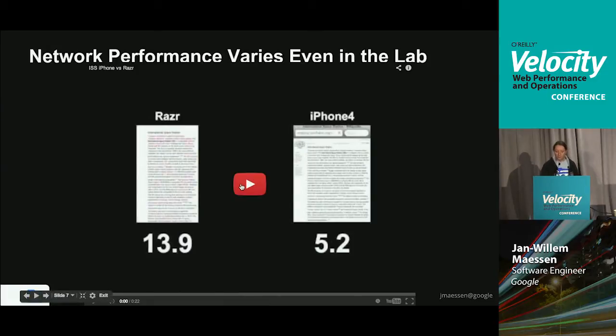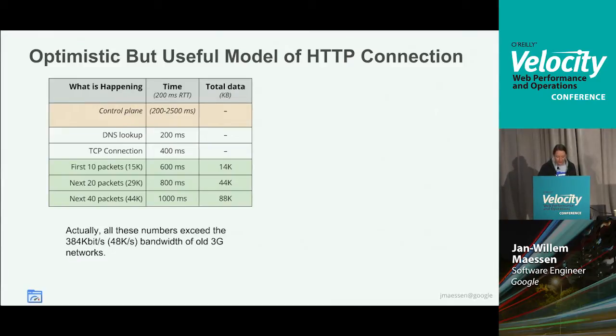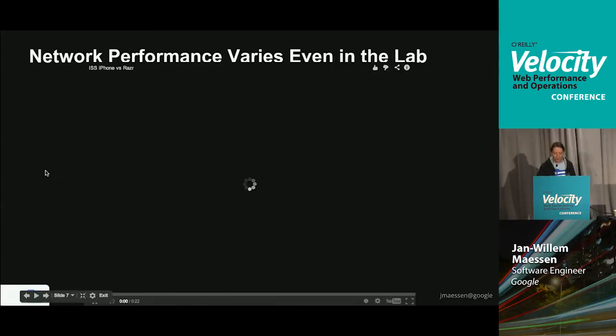So just to give you a vivid example of how much network performance can vary, here we have 2 devices that were sitting in our lab in Cambridge. One is a Droid Razr, and one is an iPhone 4. And they're both loading the same Wikipedia page. This is the Wikipedia page for the International Space Station. And there's no optimizations or anything. This is just the Wikipedia page. I visited it last week sometime. And you can see, if I go back, that there's actually a pretty dramatic difference in the load times for these pages.